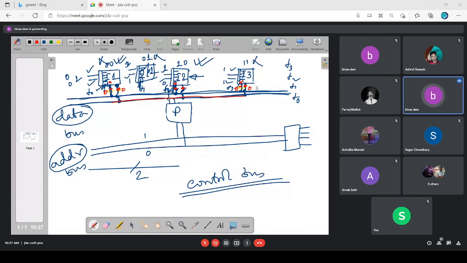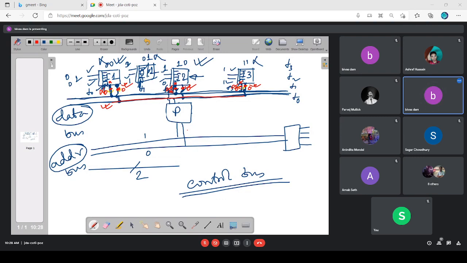So definitely there will be a chance that if this input device tries to place a logic 1 and this input device tries to place a logic 0, then this wire or this set of outputs will not get damaged, but this will get damaged.